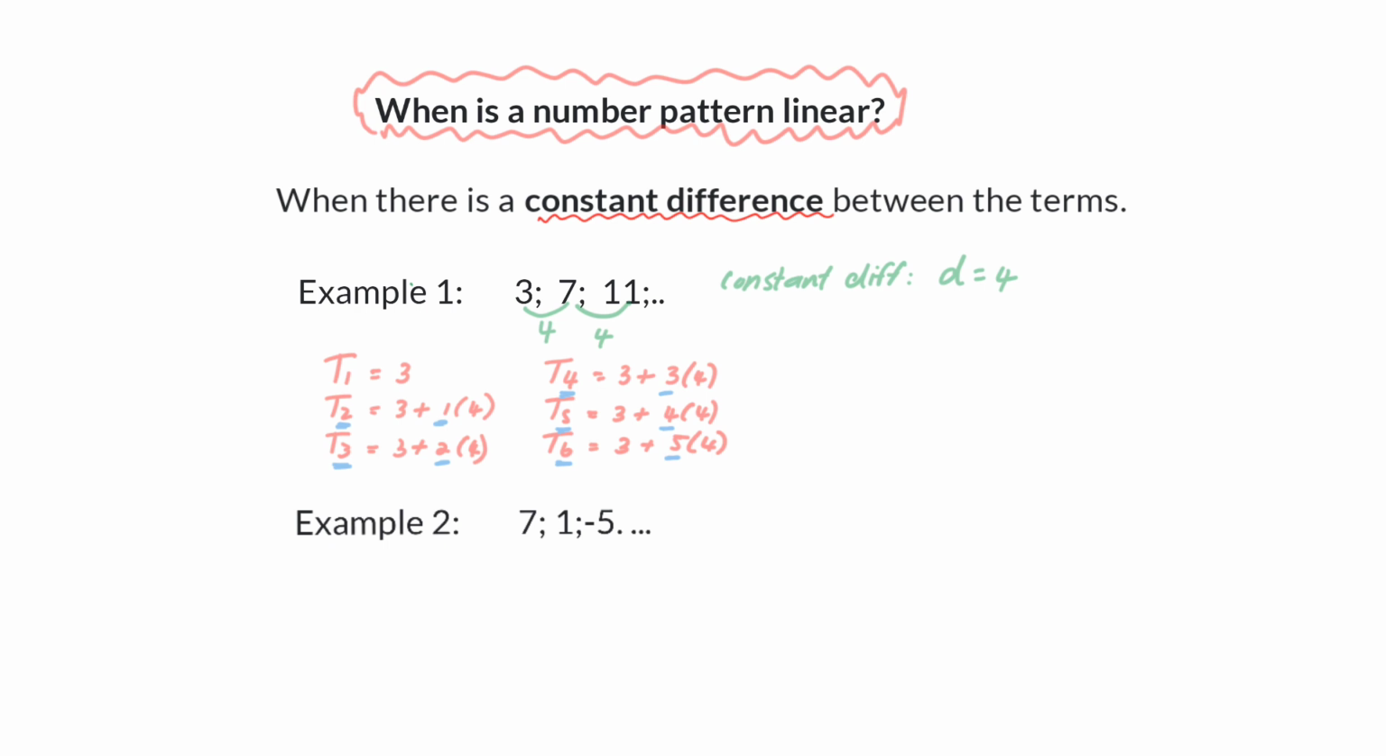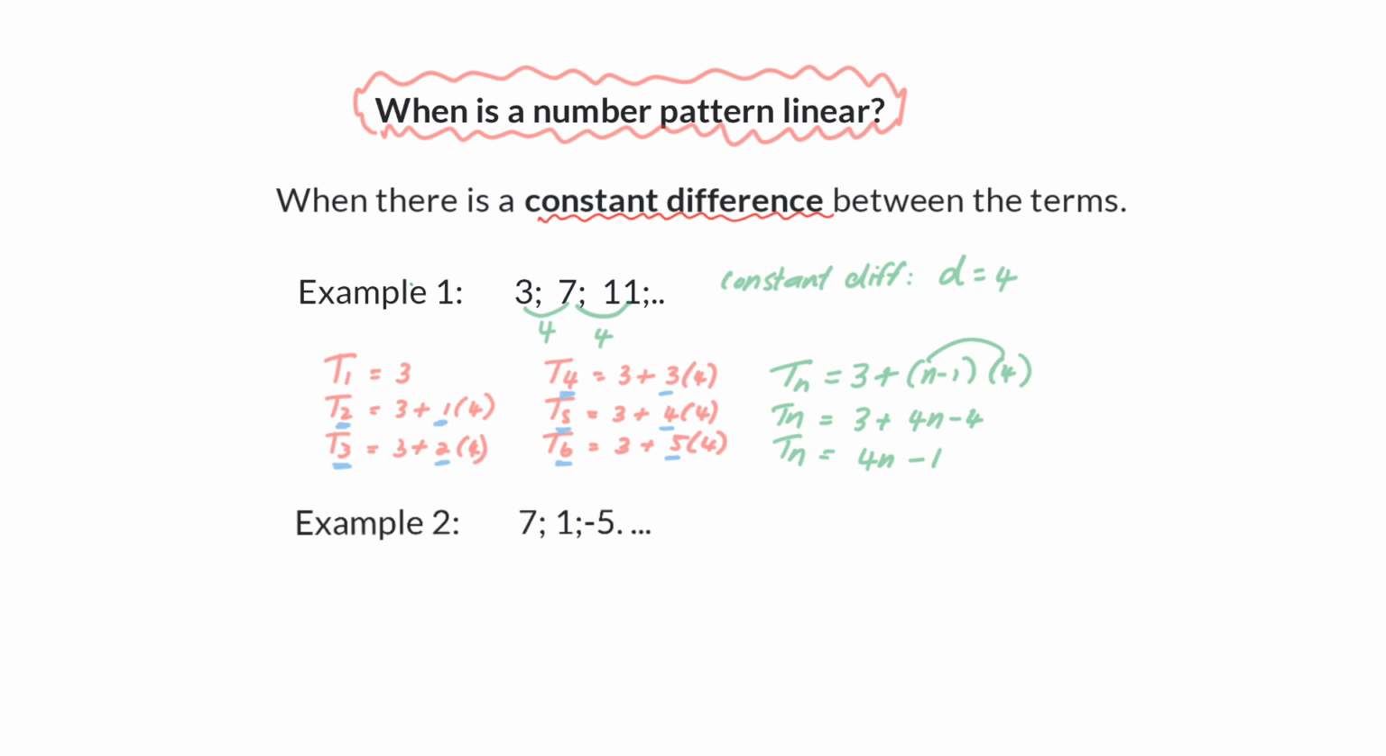If we therefore want an unknown term, something like T n, what will we write? We will say 3 plus n minus 1, because it was always 1 less than the n, times 4. Okay, let's simplify this. 3 plus, let's multiply out, 4n minus 4, and there we go, we have 4n minus 1. That is our general term for this sequence. With this term, Tn, the general term, we can work out any number in this pattern.